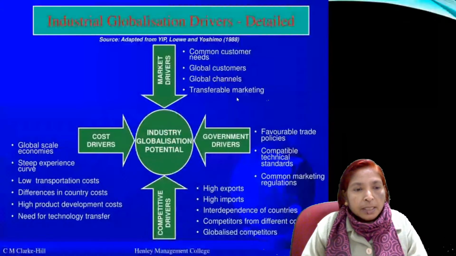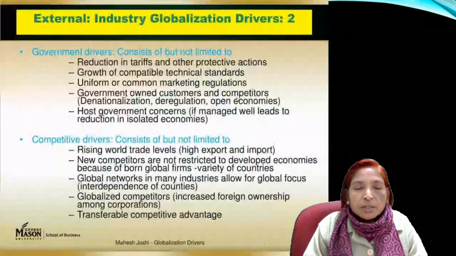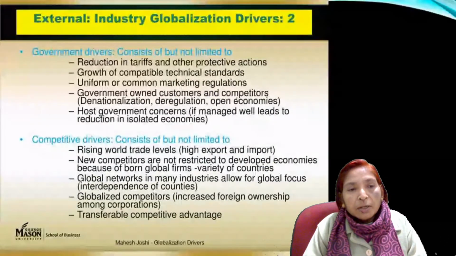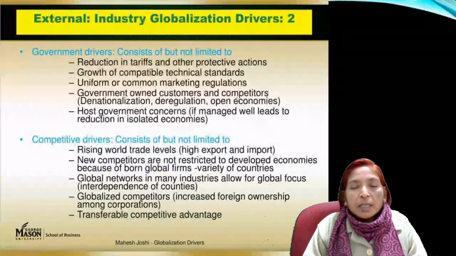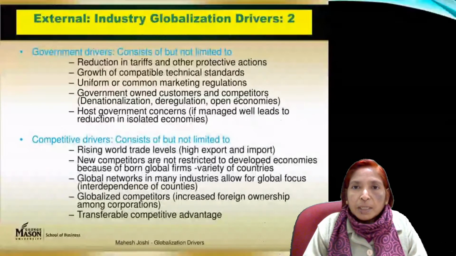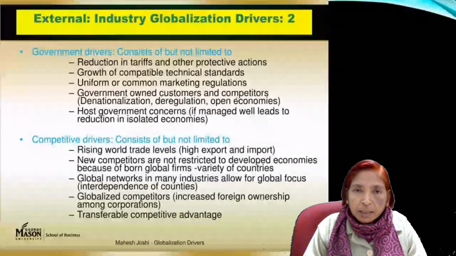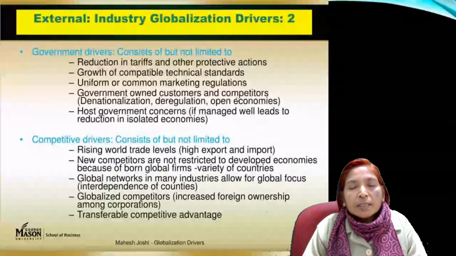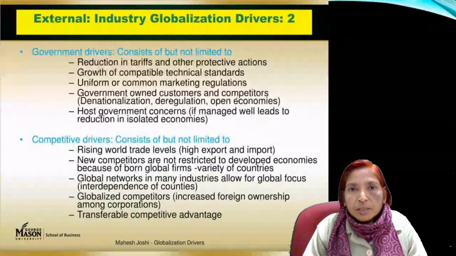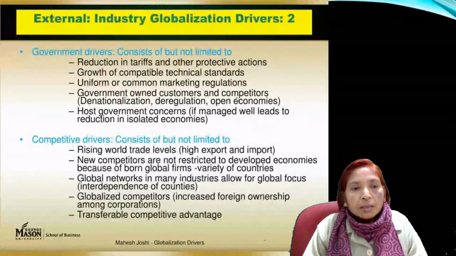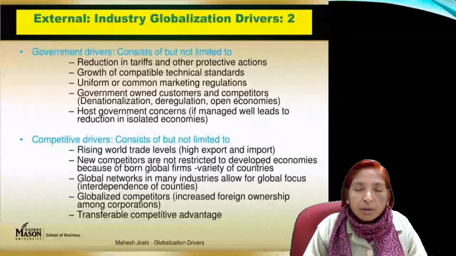And next is external industry globalization driver 2. In this, government drivers consist of, but are not limited to, reduction in tariffs. Tariffs are import duties, import tax, and other protective actions. Growth of compatible technical standards, uniform marketing regulations, common marketing regulations, government owned customers and competitors, denationalization, deregulation, and opening up the economy to the rest of the world. Host government concerns, if managed well, lead to reduction in isolated economies.